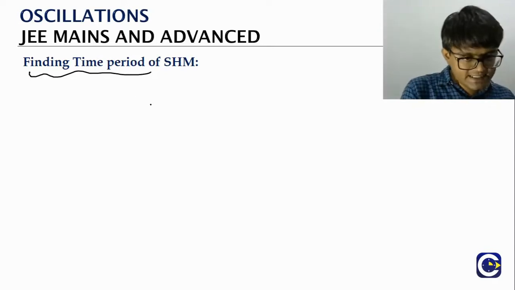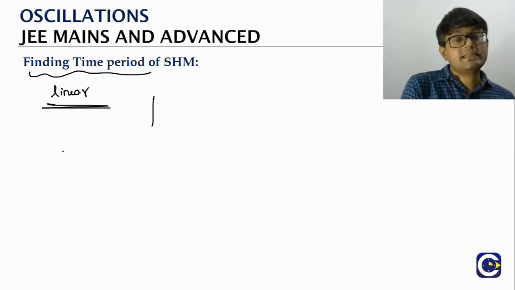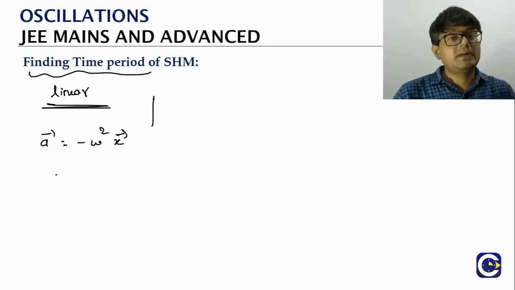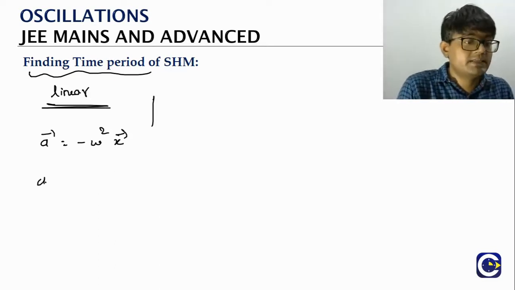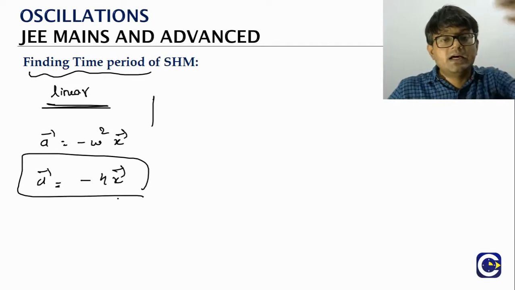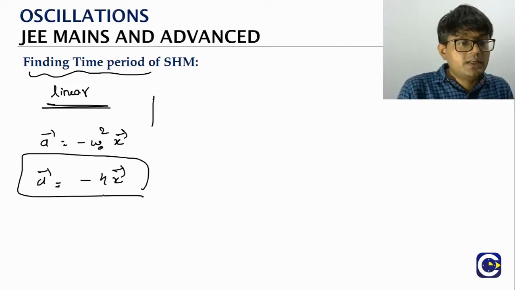Whenever we say an SHM, a linear SHM, the standard equation is what? a = -ω²x. For example, if I give you an equation and say that this is a linear SHM, I will give an equation like this: a = -4x. The moment we compare this equation with the standard equation of the SHM, what is the thing that we will be able to see here?